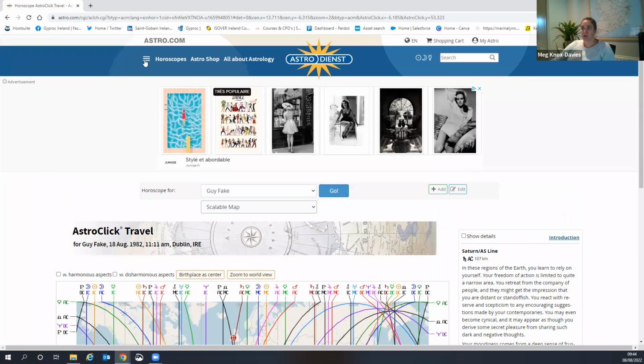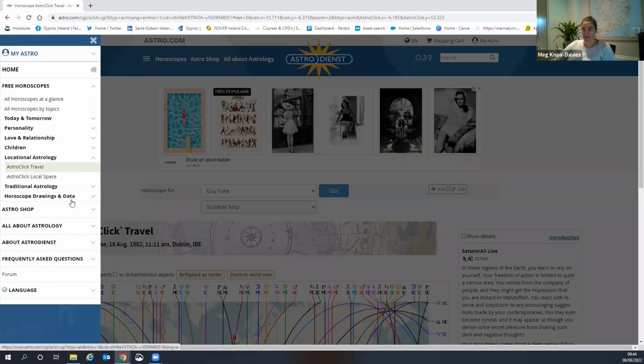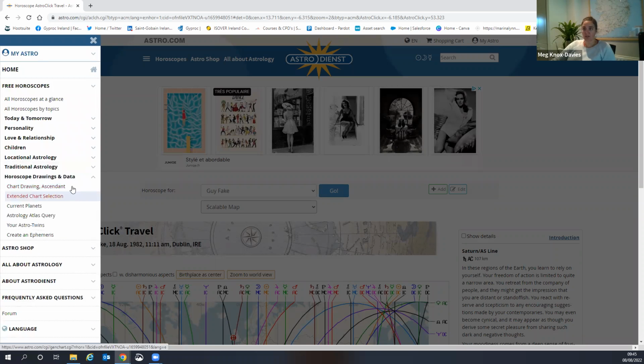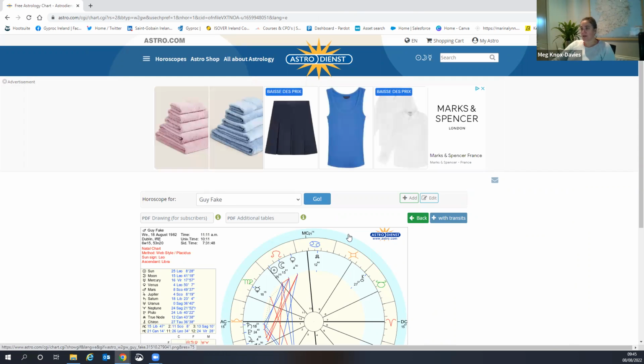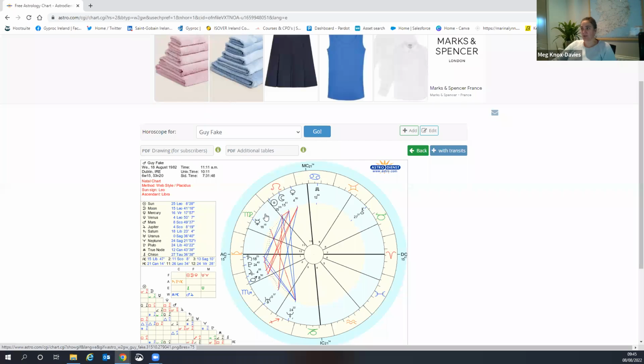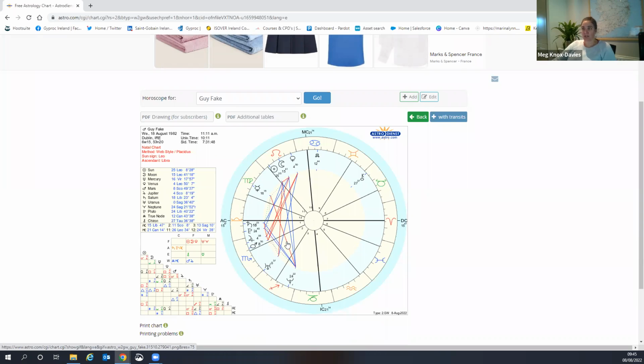it's crucial that you look at his natal chart. So now go back to the hamburger, look at horoscopes, drawings, and data, and look at pulling the chart drawing. We'll look at that first. So I don't want to overcomplicate things. So here, this is the astrology birth chart, the natal chart of Gaia Fake.